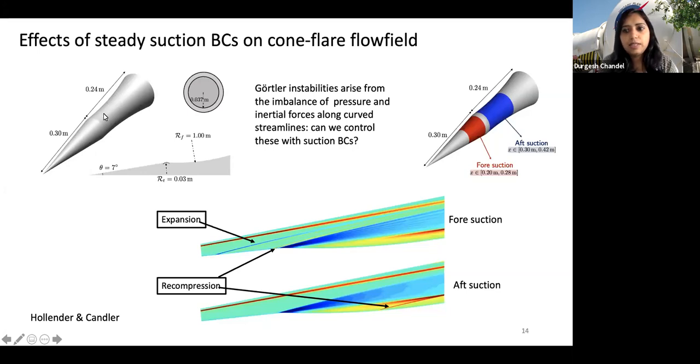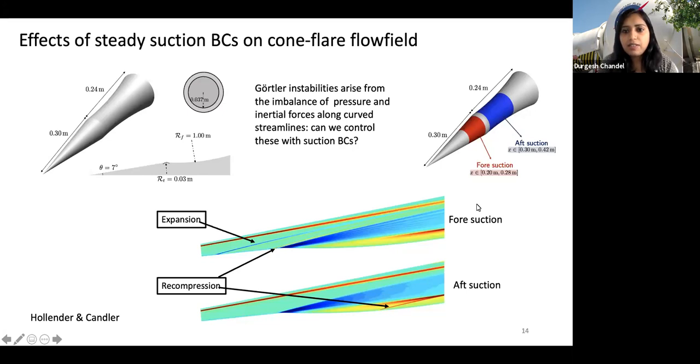My colleague wanted to study if we can control the base flow and also the instabilities by using wall boundary conditions. He chose to apply suction boundary conditions. Based on some base flow analysis and the flow structure, he came up with a location to apply the suction BCs in the fore and aft region, which are highlighted here.